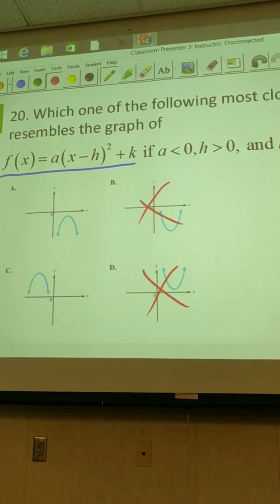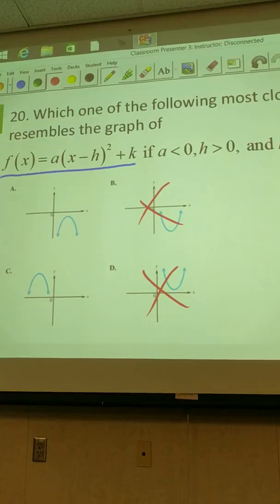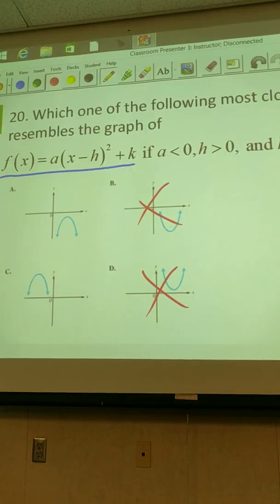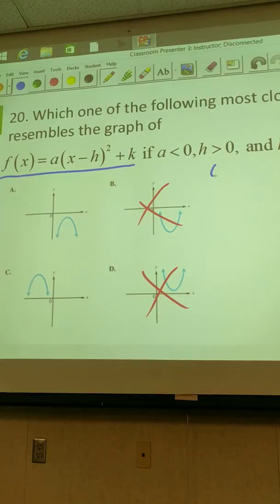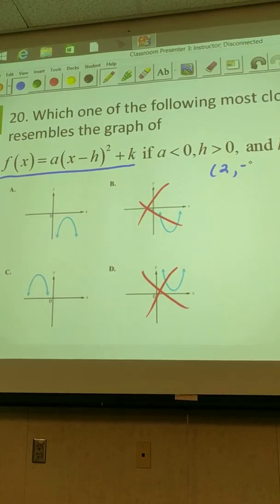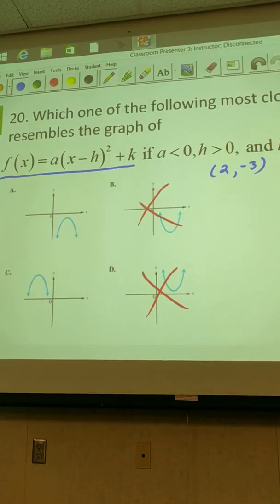Now, some of you can just reason this out. They're telling us that the vertex, H is greater than 0, but K is less than 0. So just so I don't have to think so hard, I'm going to go ahead and let H be like 2, that's greater than 0, right? And then I'm going to let K be negative 3 because that's less than 0. So I'm just giving an example.